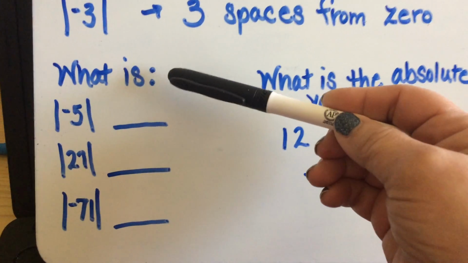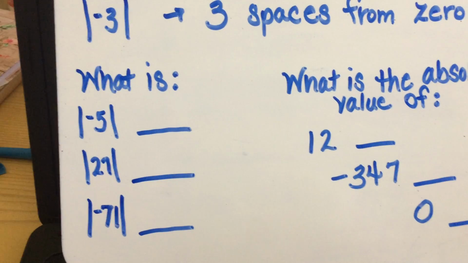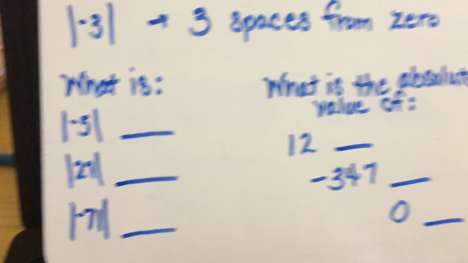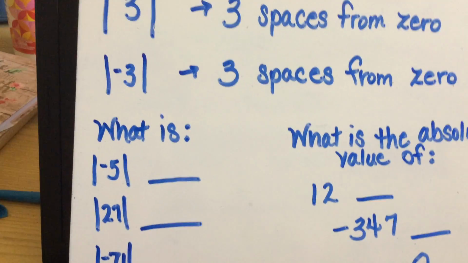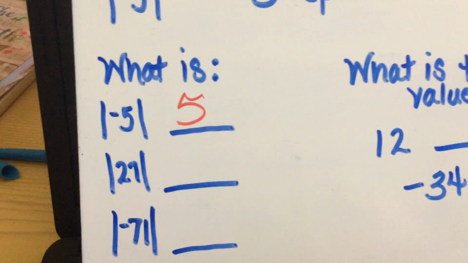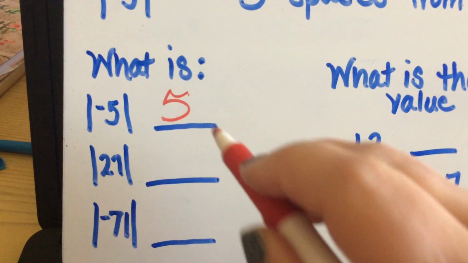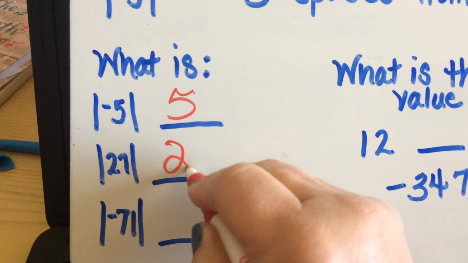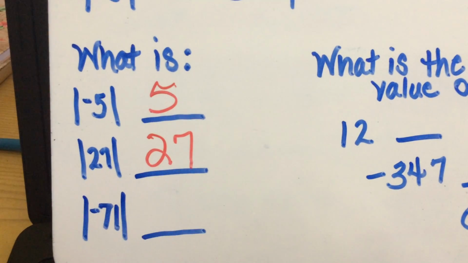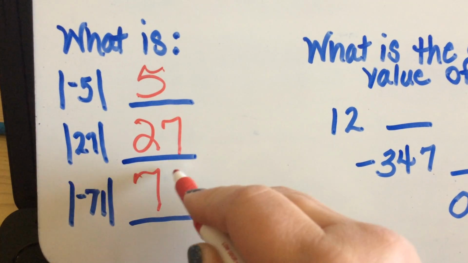So let's look at a few. What's the absolute value of -5? How many spaces from 0 is -5? It's 5. The absolute value of -5 is 5. How many spaces from 0 is 27? It's 27. What is the absolute value of -71? It's going to be 71.